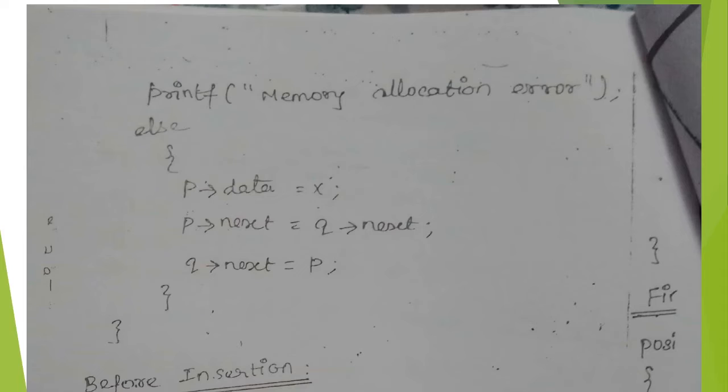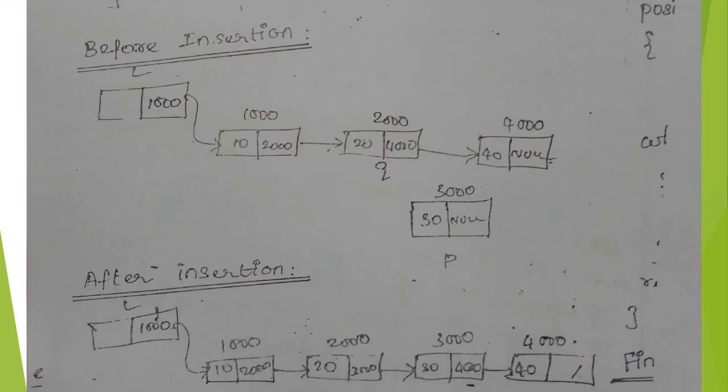X will become P's data, Q's next node will become P's next node, and P will become Q's next node. In this way, the new node P will be inserted after the already existing node Q in the list. In the example given here, there is a header connected with three nodes and we want to insert the new node P after the node with the name Q.